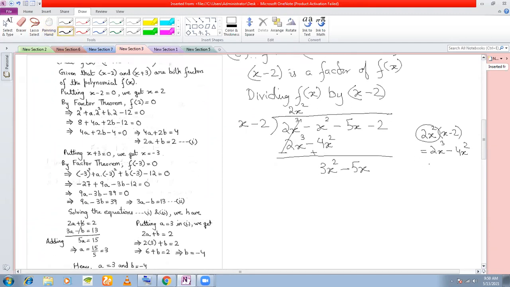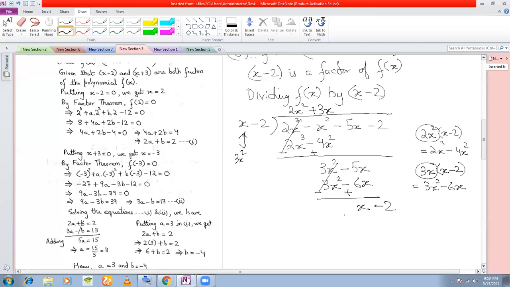Okay, and now you want to make this x into a 3x square. So what do you need to multiply this by? You need to multiply this by 3x. So you multiply 3x by the entire x minus 2 to get 3x square minus 6x. So what you do is this 3x you are multiplying, so you write it on top plus 3x. So you get 3x square minus 6x. Cancels. So you simply get an x here. And you bring down one more term. You have a minus 2, you bring it down.